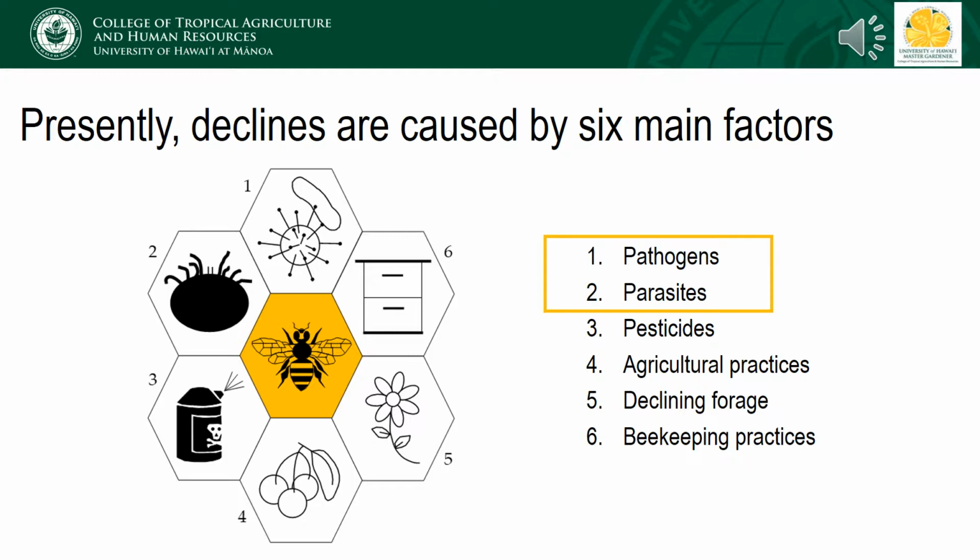It's important to note that not all of these are relevant players in all locations, and it is likely combinations of factors that contribute to declines. This first module on declines will focus on pathogens and parasites, with an emphasis on those currently present in Hawaii, since we do not have all of the same issues that they have on the mainland.